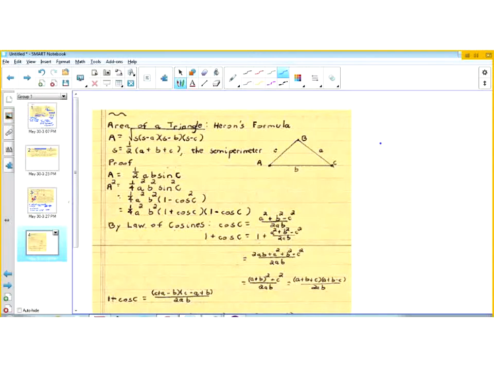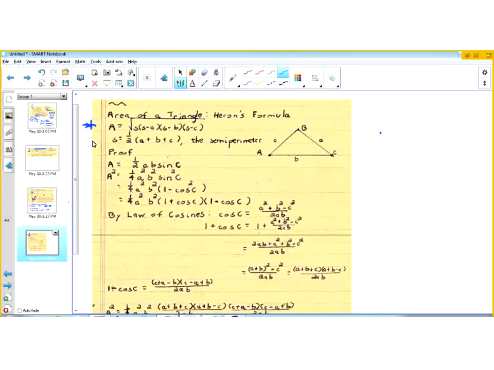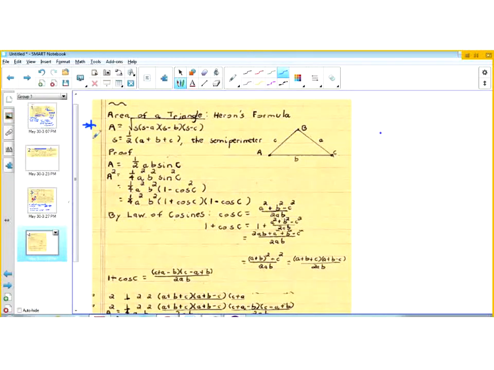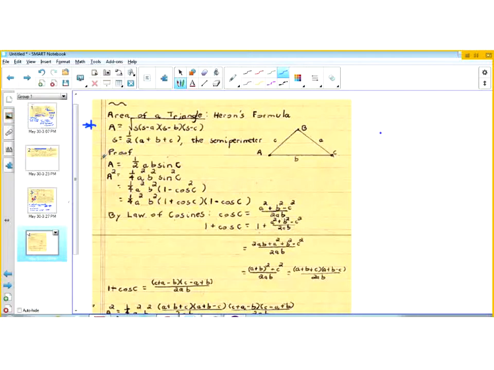Okay, so in this problem, we know A, B, and C, but we don't know the measures of the angles. We know the lengths of the three sides of the triangle. And it turns out that we can calculate the area of a triangle using this formula, the square root of s times s minus a times s minus b times s minus c, where we know A, B, and C, and s is 1/2 the sum of the lengths of the three sides, and it's called the semi-perimeter. All right, so this is a very powerful formula. And the proof, you can never do this in algebra.